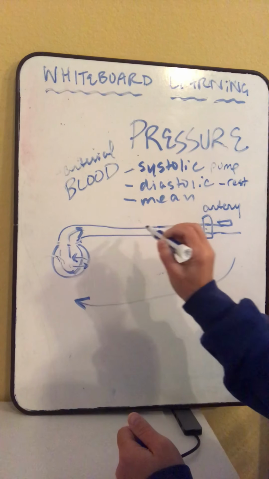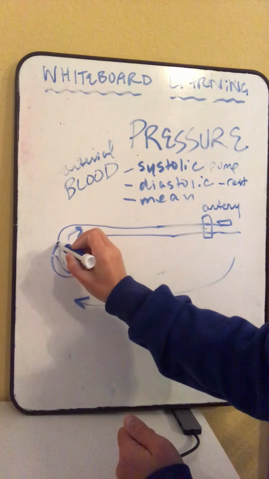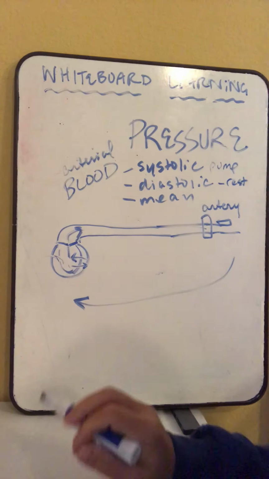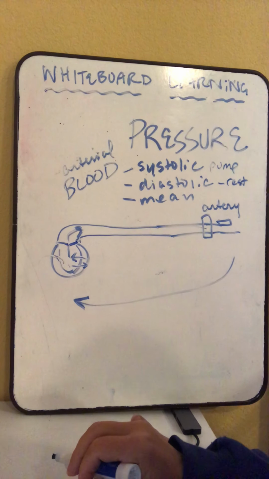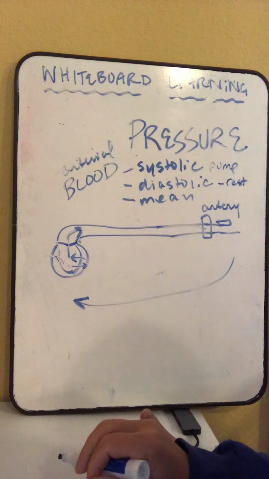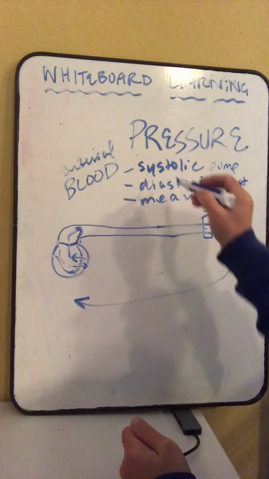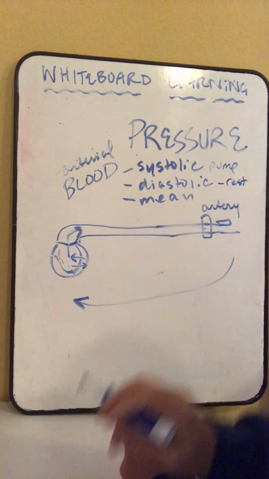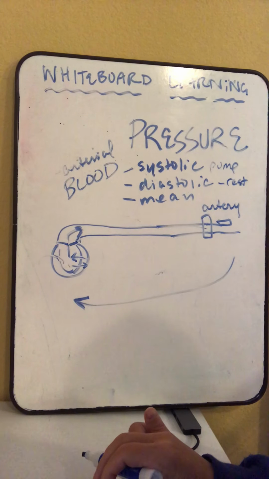That's a systolic pressure. And when the heart is going to relax and the valve shuts, that's the diastolic pressure. So it would make sense that systole is a higher pressure than diastole. And there is a range in there.